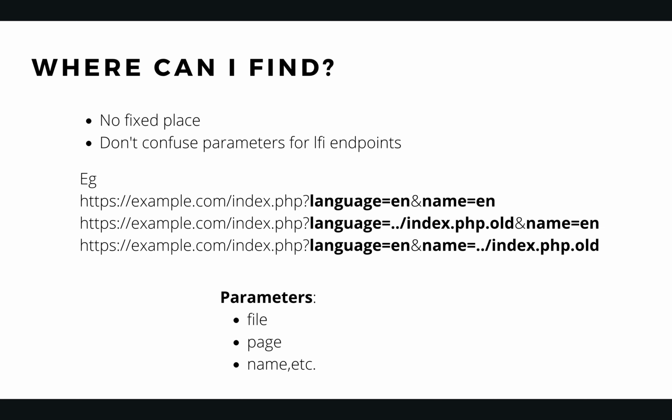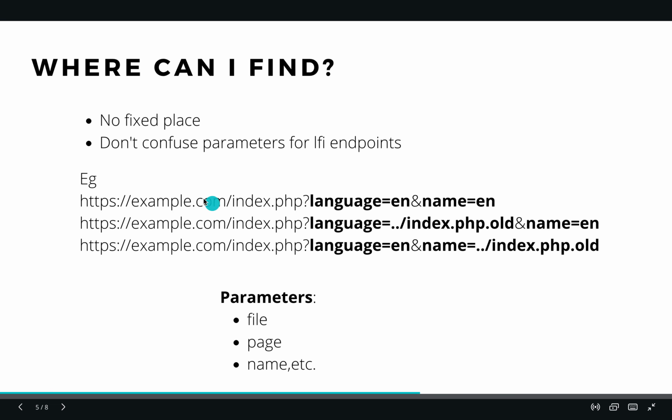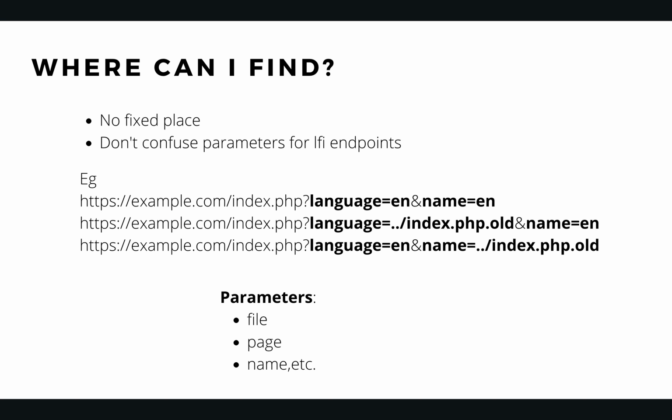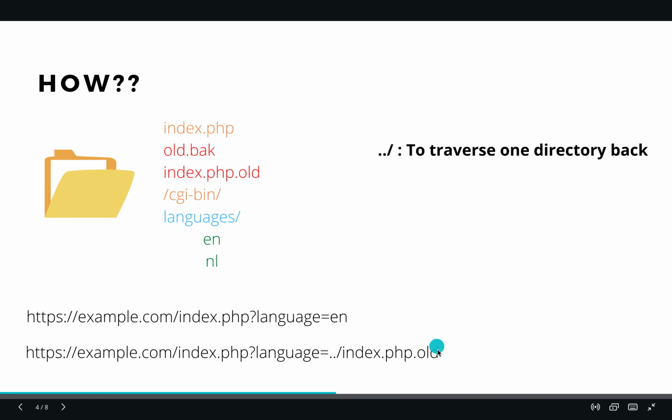So now, where can I find it? The problem with this is that there is no fixed place in which you can find it. Sometimes it comes naturally to you that this parameter or this endpoint could be vulnerable to local file inclusion. Sometimes it does not, so what you have to do is try to brute force. And the second thing is that don't confuse parameters for LFI endpoints. Here I have included this deliberately as an example.